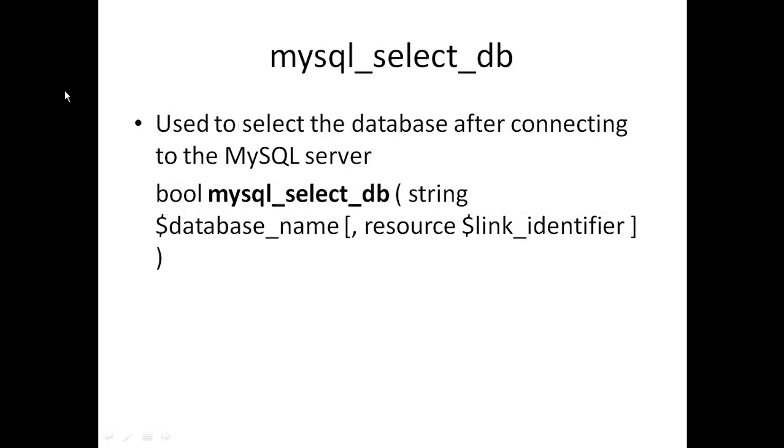Next, we have mysql_select_db, and that function is used to select the database after connecting to the MySQL server. So basically what you'll do is connect to the MySQL server, select the database, and then issue queries against it. This function returns a Boolean, and you pass it the database name as well as the link identifier, or the resource, which is the return from mysql_connect. You do have to pass it a database name. That is required. The resource is not.